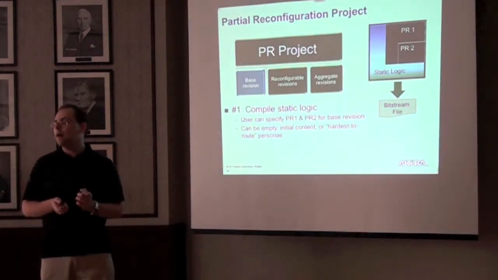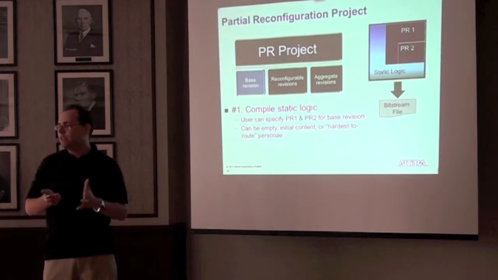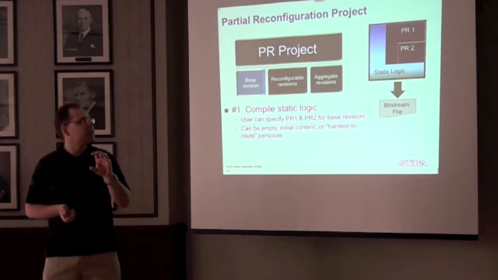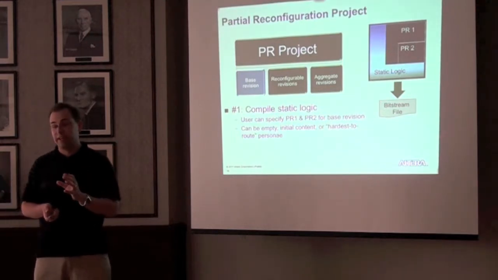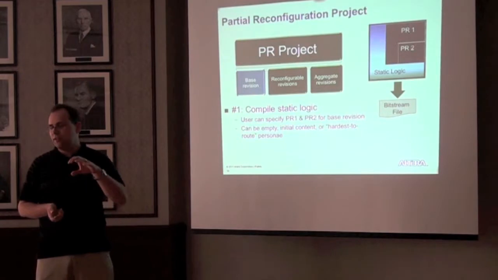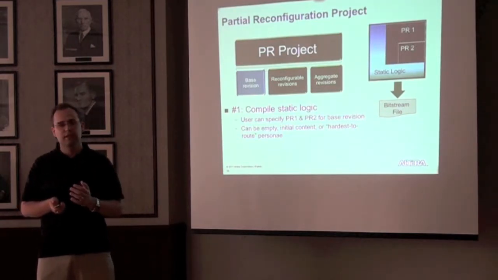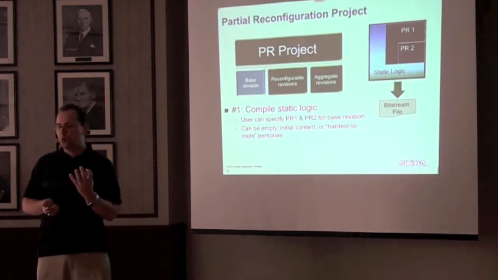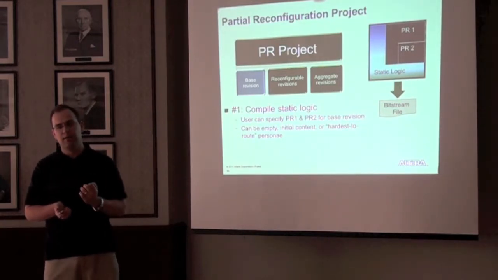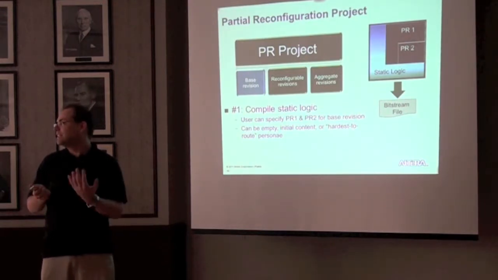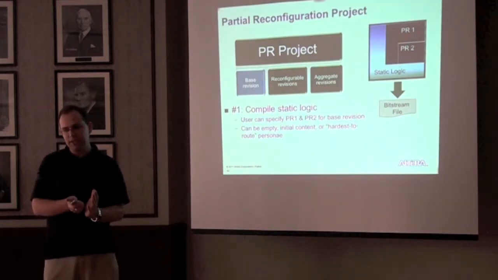So the first compile is compiling the logic that will be there all the time. In this case, the user has defined the floor plan for PR1, which is non-rectangular, or a union of 2 rectangles. PR2, and then the rest of the chip is where the static logic is placed. And the user can choose what they want to appear in the base compilation for the partial reconfiguration. They can set it to empty to minimize the time of the compile.